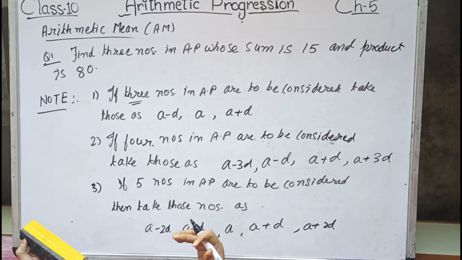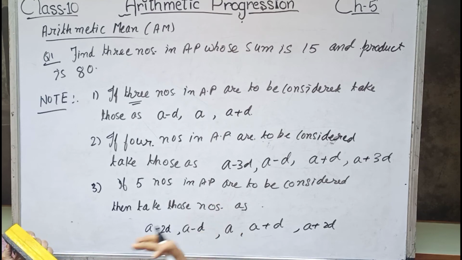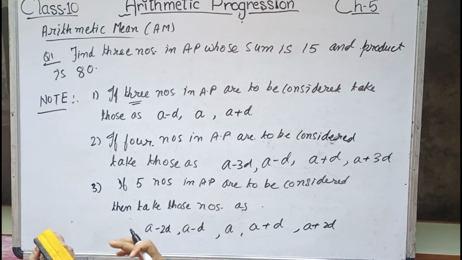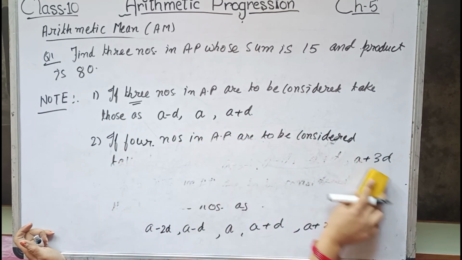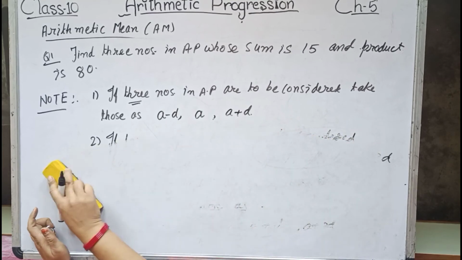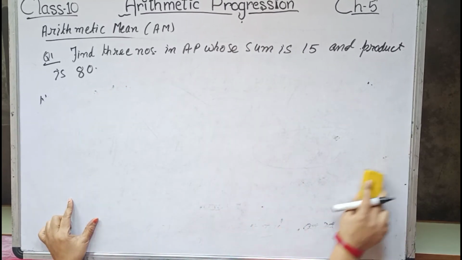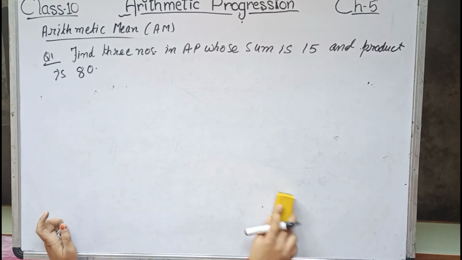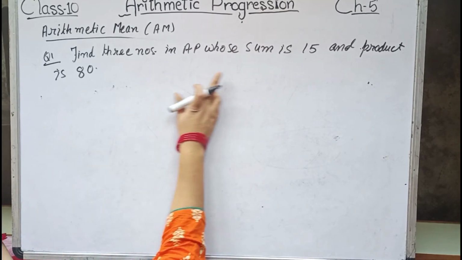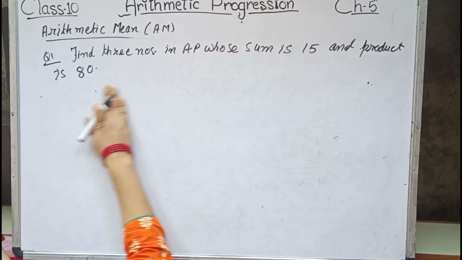Now this consideration is not unique. You can consider it in another way depending on the conditions of the question or the type of the question. This supposition will help you in solving many sums. Now coming to question number 1. Find 3 numbers in AP whose sum is 15 and whose product is 80.